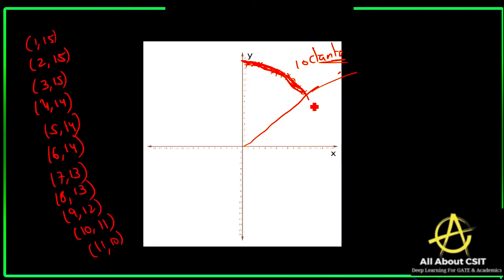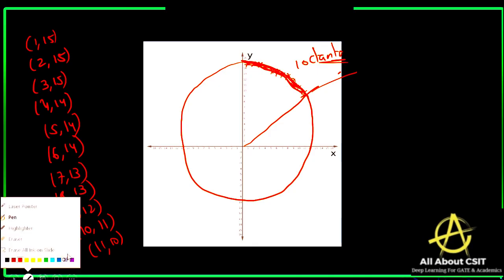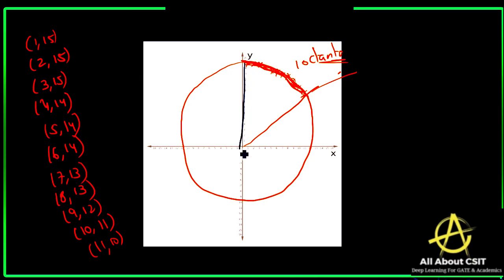It's a mirror image of this and you will get the second octant. In the same way, you will get the third octant, fourth octant, fifth octant. So you will get the circle like this finally. By using this algorithm, I have drawn only one octant. This is the arc. So this is how you have to draw the arc on the screen by using the midpoint circle algorithm.